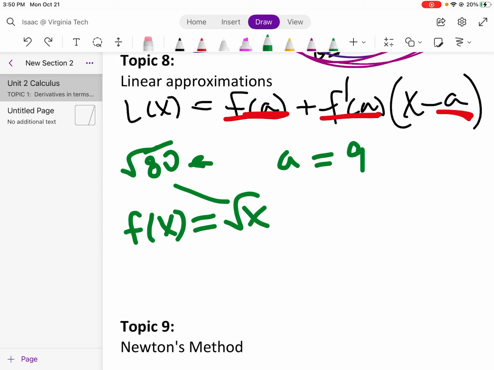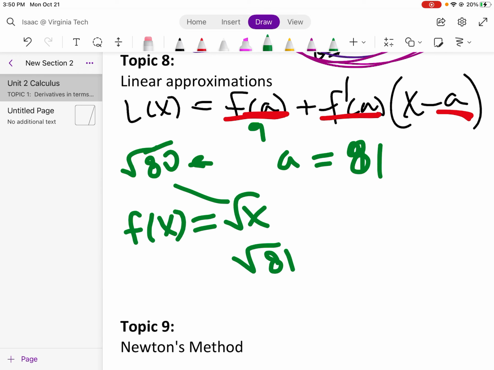So we're going to plug in a. So really what we would do is just plug 81 into there. So I guess technically our a is 81. Sorry for the confusion, but a is just supposed to be something that we can calculate easily, and it's close to it. So we're going to say f of a is 9. F of a is 9.